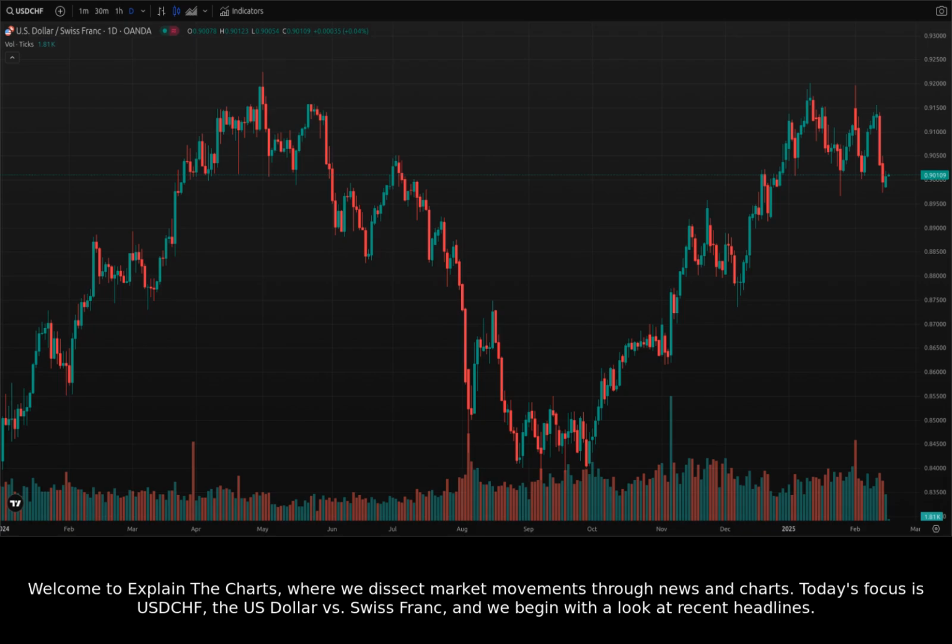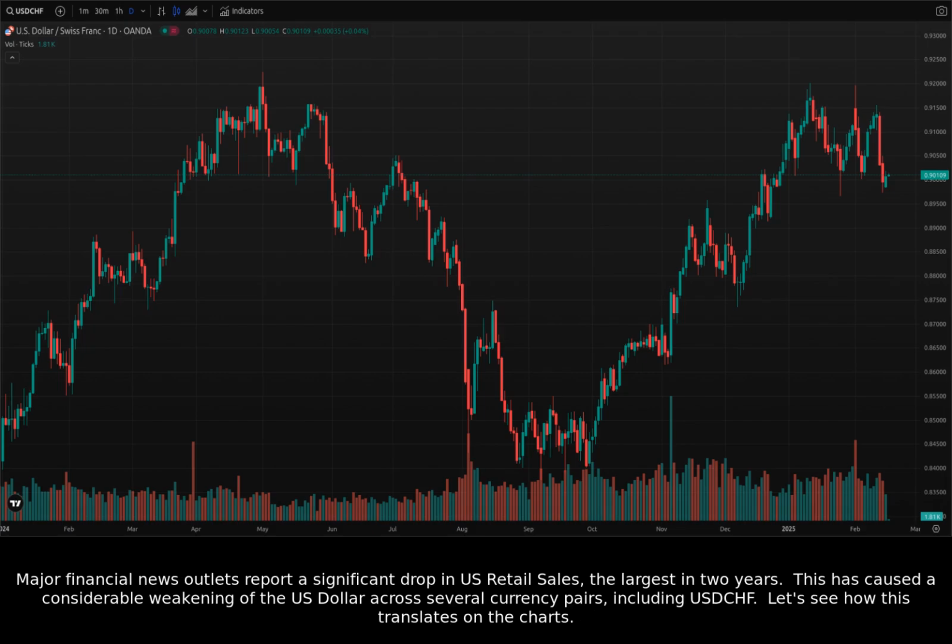Today's focus is USDCHF, the US dollar versus Swiss franc, and we begin with a look at recent headlines. Major financial news outlets report a significant drop in US retail sales, the largest in 2 years. This has caused a considerable weakening of the US dollar across several currency pairs, including USDCHF. Let's see how this translates on the charts.